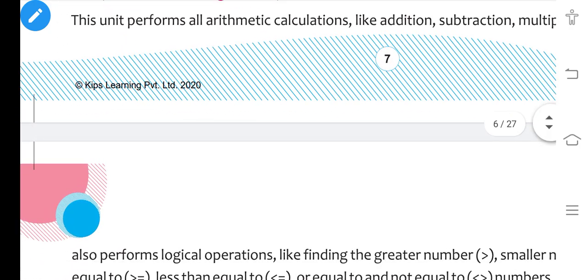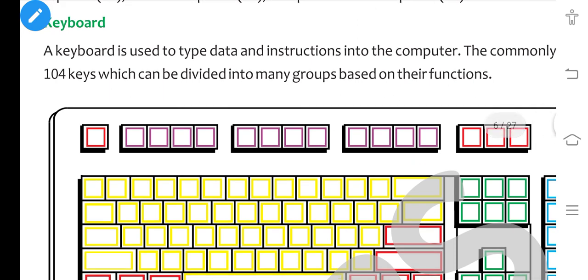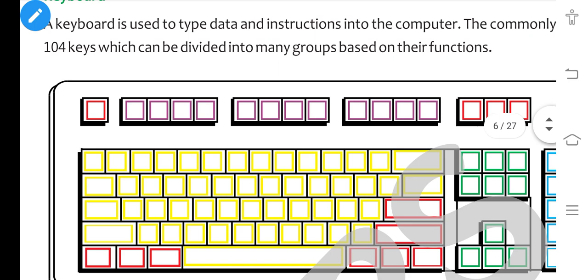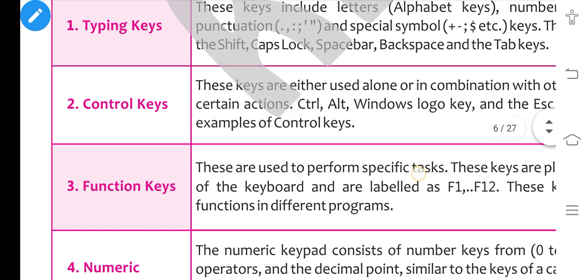Now we will see the next part of a computer, that is the keyboard. The keyboard is used to type data and instructions into the computer. Children, you know very well, whenever you want to type something in your computer, you use the keyboard. And the keyboard we commonly use has 104 keys. Keys can be divided into many groups.